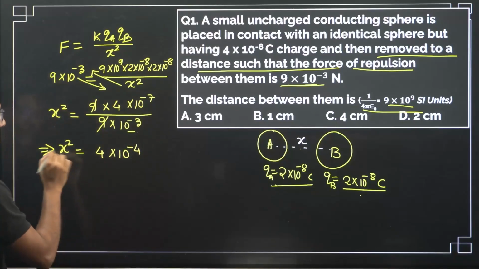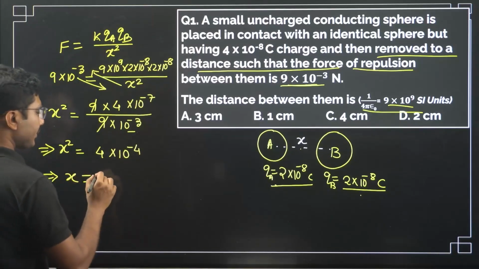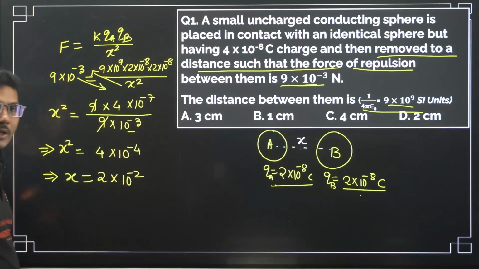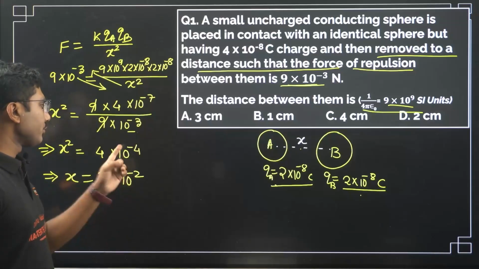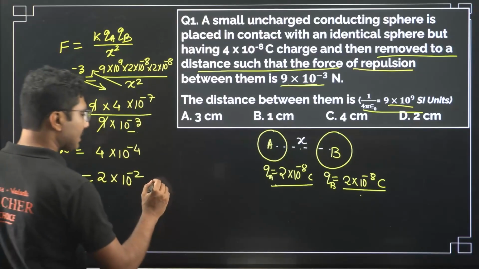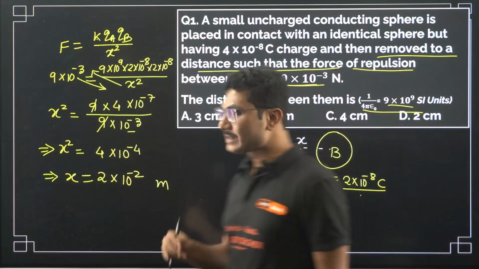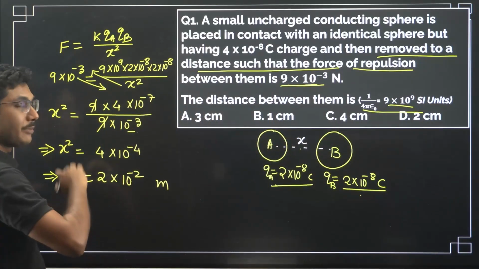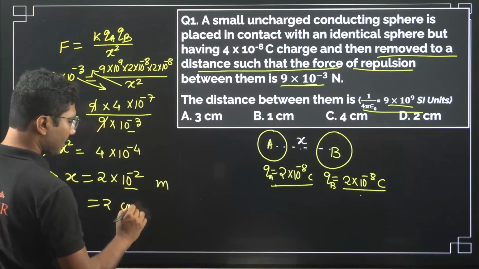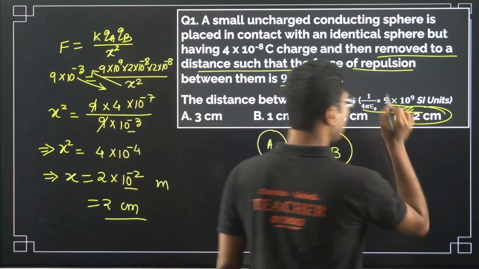Now this is x square, so you have to find x, not x square. So you have to take the square root of this. Taking square root, we can write 4 into 10 to the power of minus 2. Square root of 4 is 2, and square root of 10 to the power of anything is basically half the power, so 10 to the power of minus 2. Now this answer is in meters, because everything is in SI units. Whenever you are converting from meter to centimeter or centimeter to meter, the 10 to the power of minus 2 factor is there, so this is nothing but 2 centimeter. So the correct answer is 2 centimeter, option D.